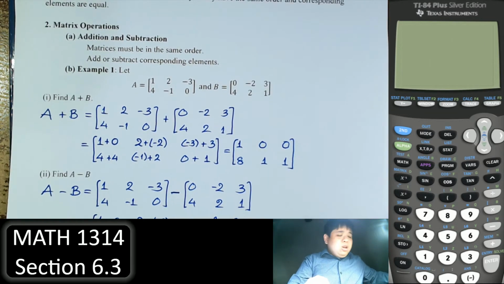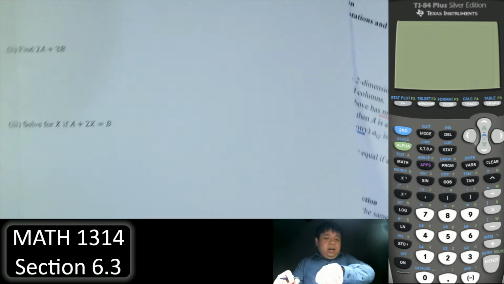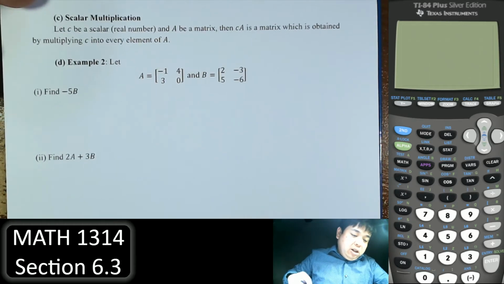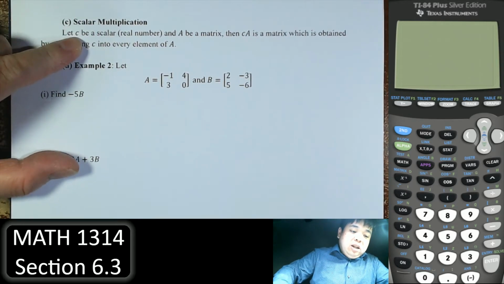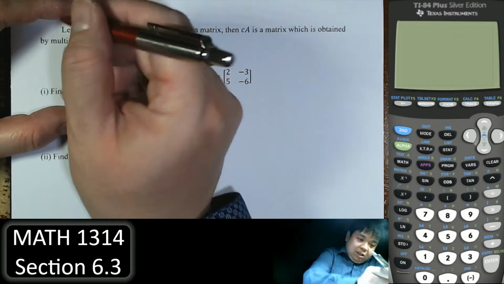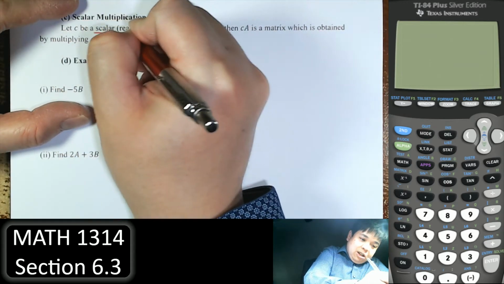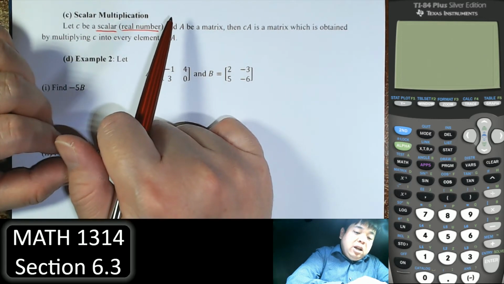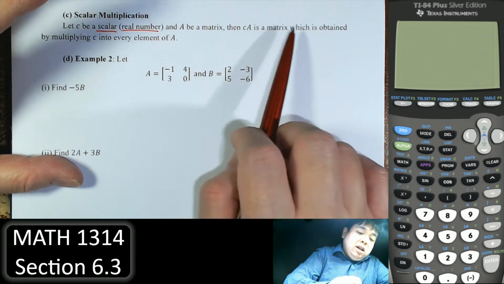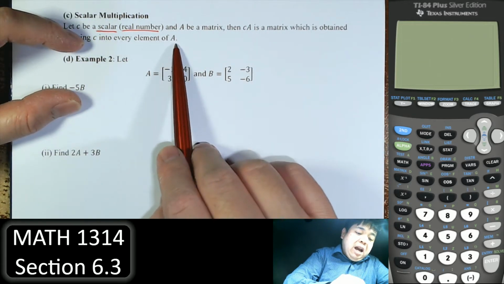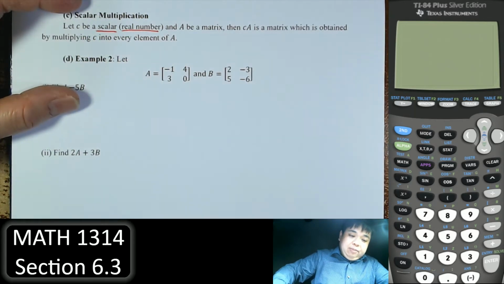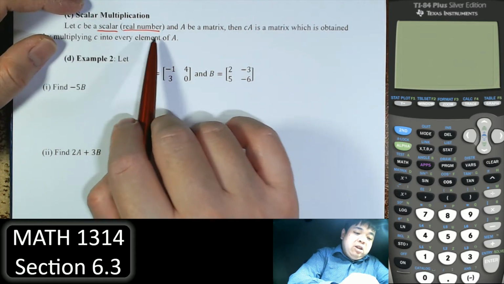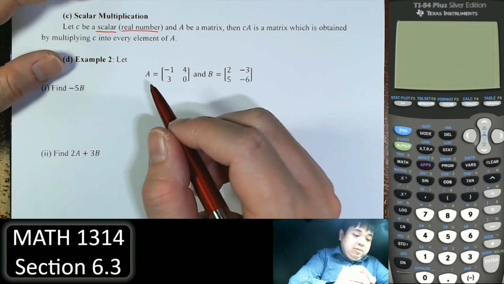Right, so that's what we do. The next operation is scalar multiplication. Scalar multiplication is, by the way, the scalar is just a real number. So when we multiply that real number into the matrix, we simply multiply that into every entry of A. So that will be easy.